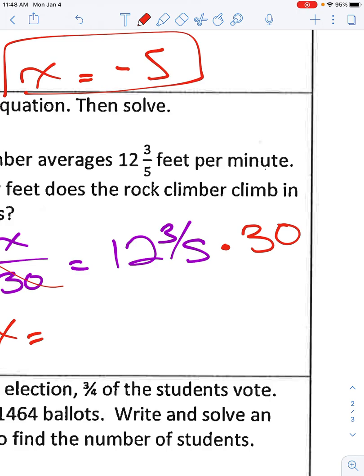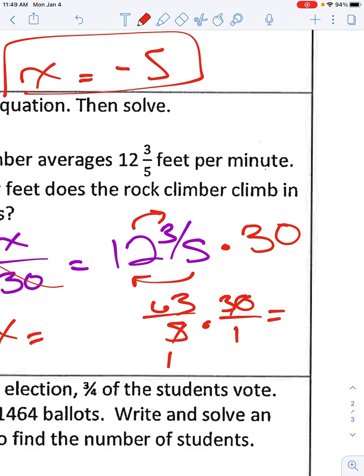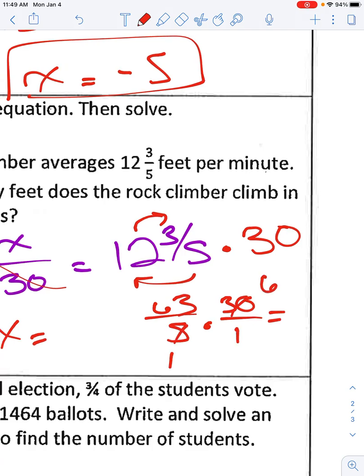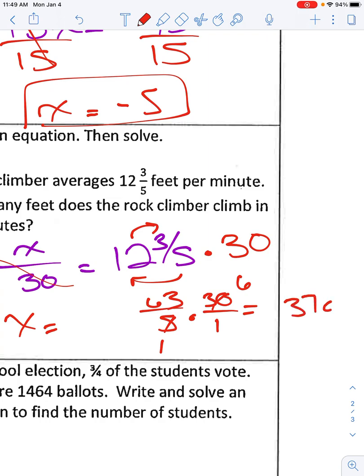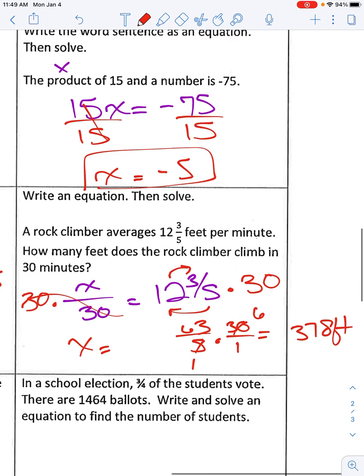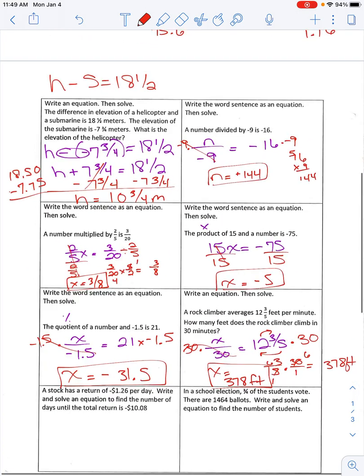Remember that when you're multiplying a mixed number and a whole number, that mixed number goes into an improper fraction. So 5 times 12 is 60, plus the 3 is 63/5 times 30 over 1. And we're going to get 378 feet once you multiply. Okay.